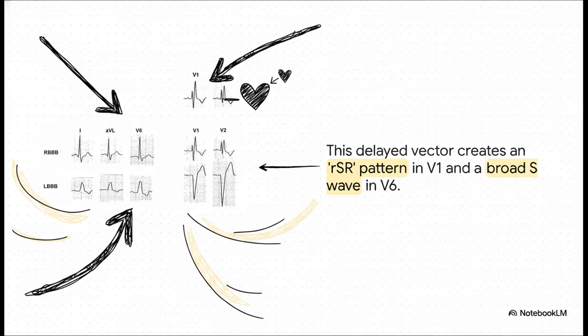So if you look at lead V1, which is sitting right over the right ventricle, what do you see? You see a small initial R wave, an S wave, and then this big second R wave. We call it R prime. That's created by that late electricity finally moving toward it. Now on the flip side, in lead V6 over on the left, that same late signal is moving away, and that creates a deep, wide S wave.